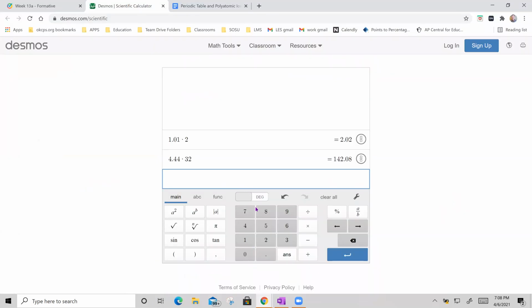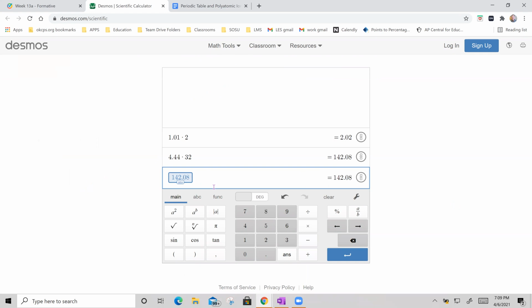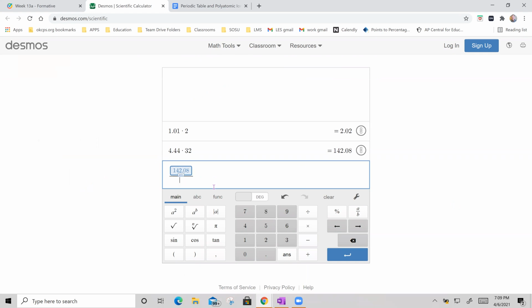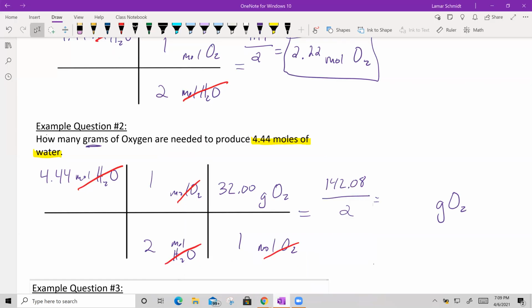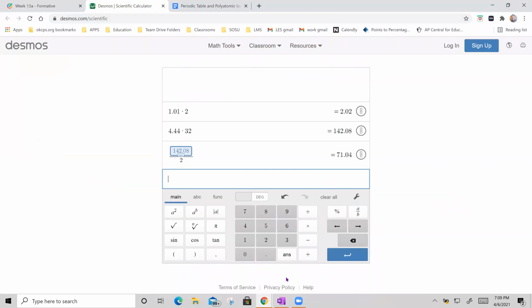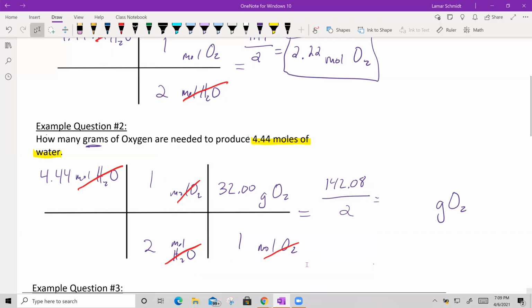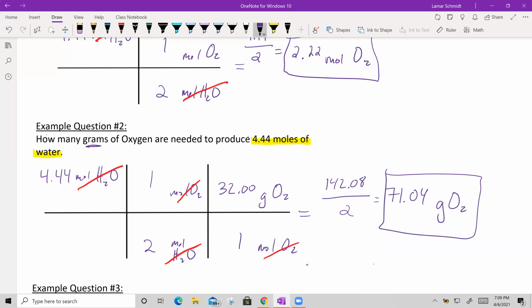All right. And so one way to do this real quick, if you don't want to type that in again, if you just hit answer, notice that's your answer. And then you would say divided by 2. All right. And you get 71.04. And so let's go plug that in. 71.04. All right. So 71.04 grams of O2. All right. So that's all there is to that.